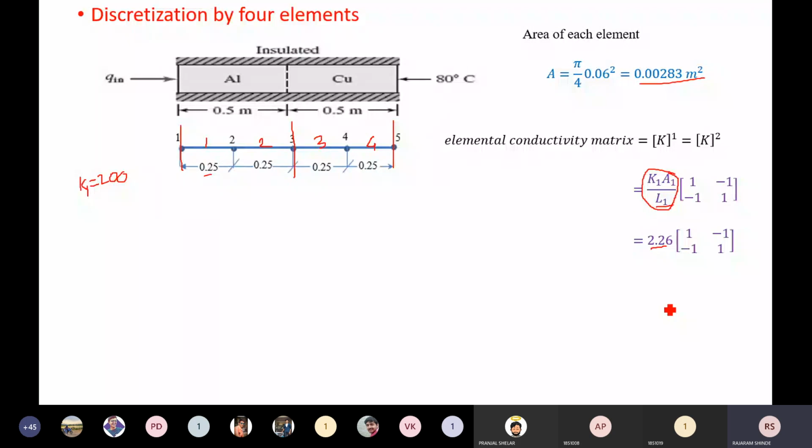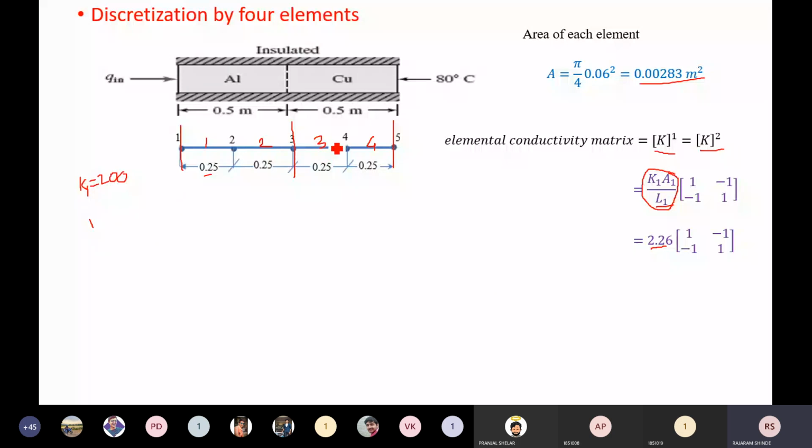Is it correct? Whether it is correct or wrong? Yes, sir. Correct, sir. Now this is K1 and K2. Next, you calculate the K3 and K4. K3 and K4 are also the same.